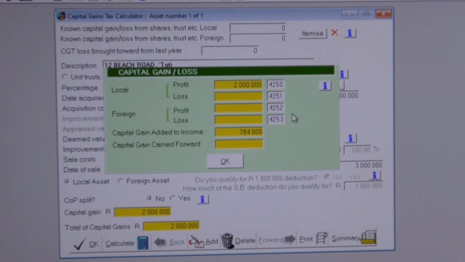we will see the calculator has placed the 2 million rand profit under code 4250. The calculator has also subtracted the taxpayer's annual exclusion of 40,000 rand and worked out 40% of the 1,960,000 rand balance as being 784,000 rand. The 784,000 will be added to normal taxable income in the assessment calculation. 784,000 rand is not the tax you'll have to pay. The 784,000 is added to the rest of your taxable income, and your total taxable income is taxed as per normal tax rates.